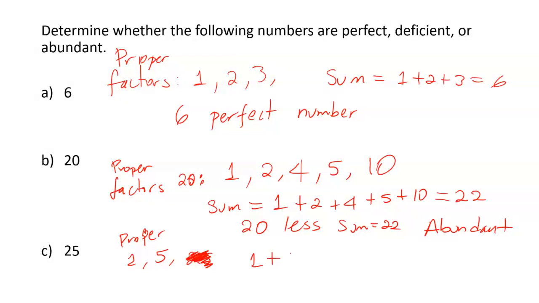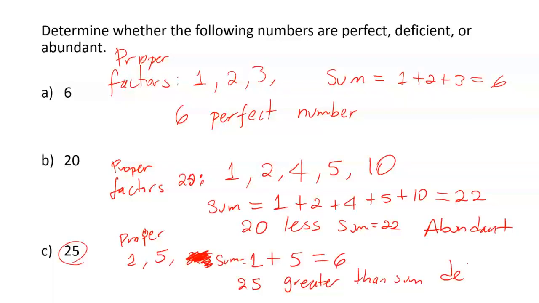If I add them, this is going to be 1 plus 5, so the sum is 6. And of course, this time, the number 25 is greater than the sum. And this is when we call it deficient.